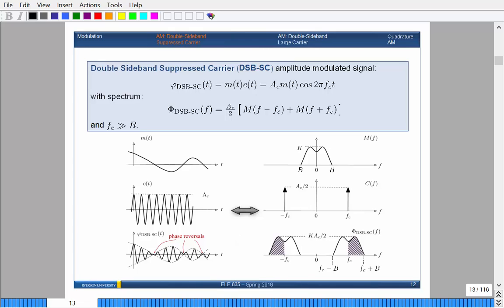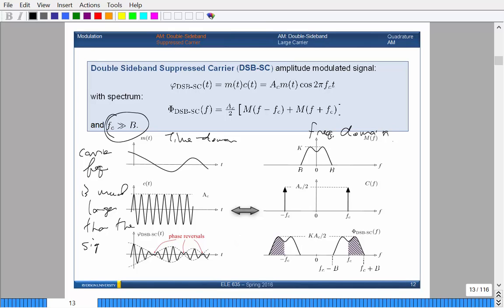Okay, so what does this look like in terms of frequency? This is the time domain, and this is the frequency domain. I also like to point out, it's very, very important that the carrier frequency is much, much larger than the bandwidth of the signal. So this is saying that the carrier frequency is much larger than the signal bandwidth, or the message signal bandwidth. Okay, that is a restriction.